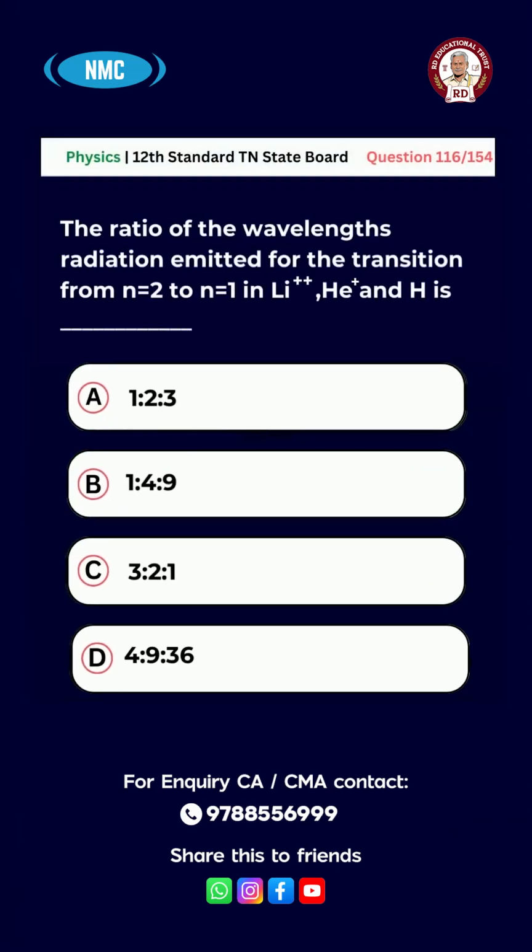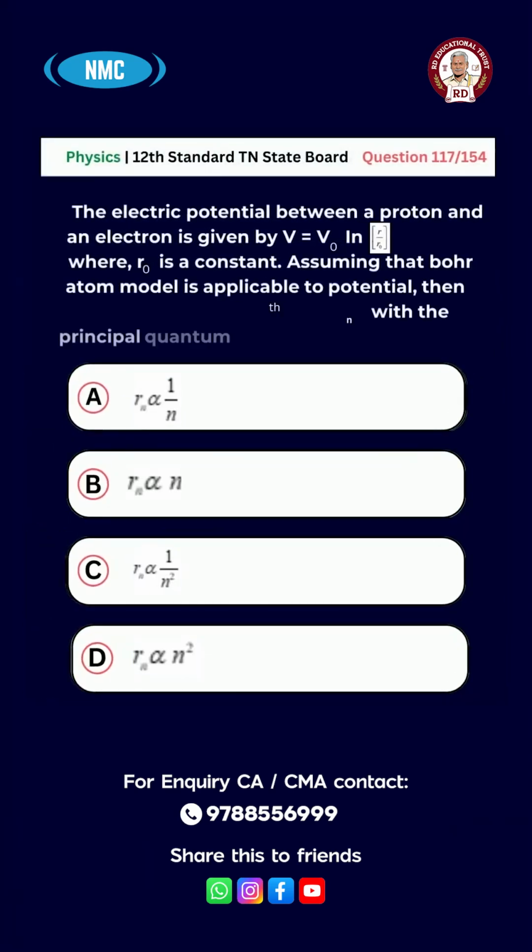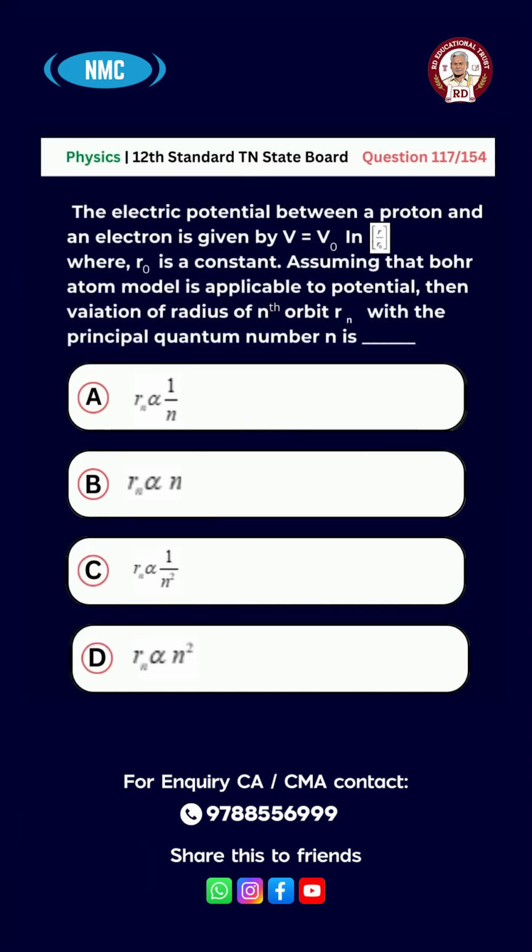Question number 116. The ratio of the wavelengths of radiation emitted for the transition from n equal to 2 to n equal to 1 in Li++, He+, and H is: option A, 1:2:3; B, 1:4:9; C, 3:2:1; D, 4:9:36. The right answer is option D, 4:9:36.